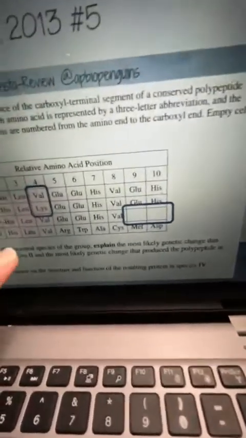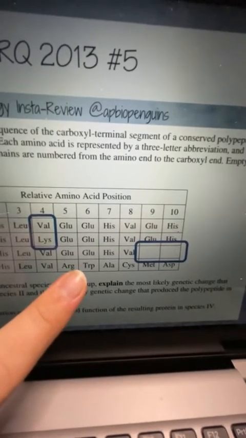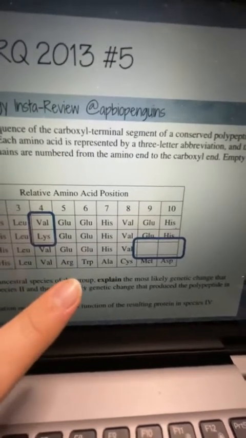If we look at this one, notice that right here, we have a frame shift mutation. It talks specifically about how we need to look at structure and function. If you have a frame shift mutation, it's most likely going to change the structure, and by changing the structure, it changes the function.